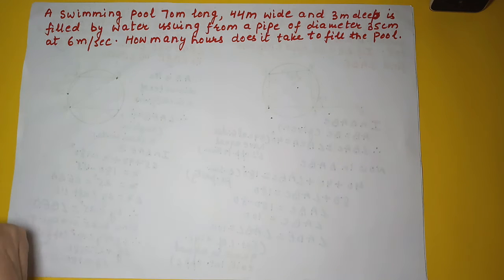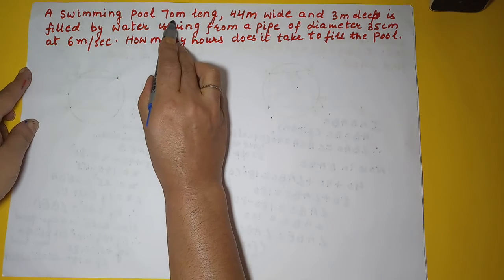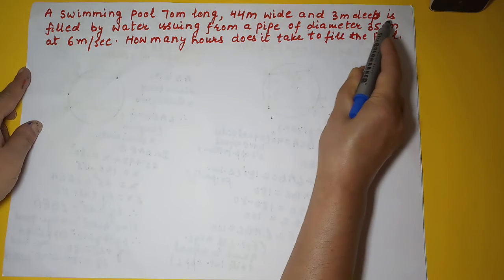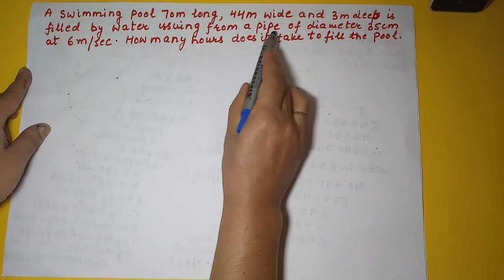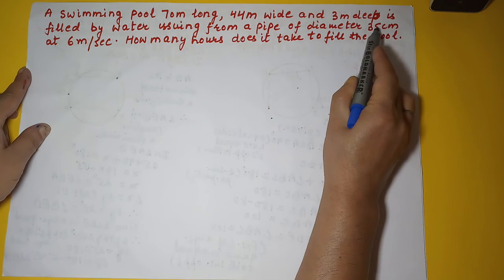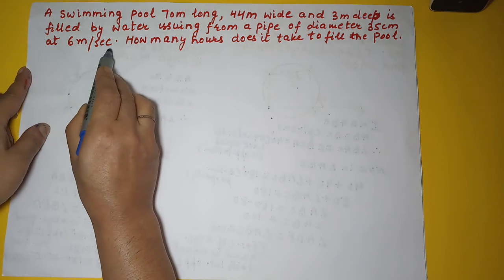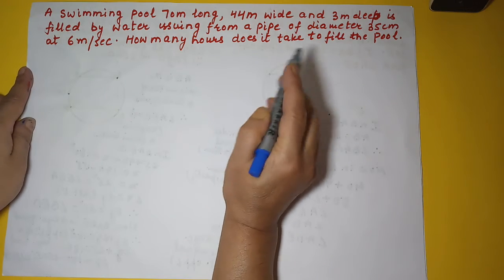In this video, we are continuing with the cylinders. Here is a situation in which a swimming pool which is 70 meters long, 44 meters wide and 3 meters deep is to be filled by water issuing from a pipe whose diameter is 35 centimeters at 6 meters per second. How many hours does it take to fill the pool?